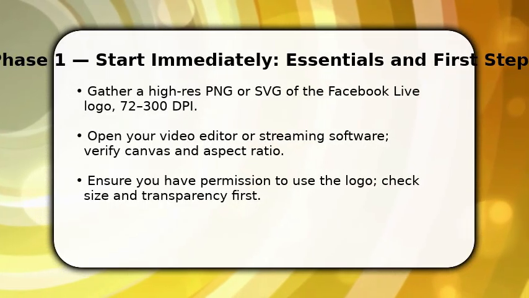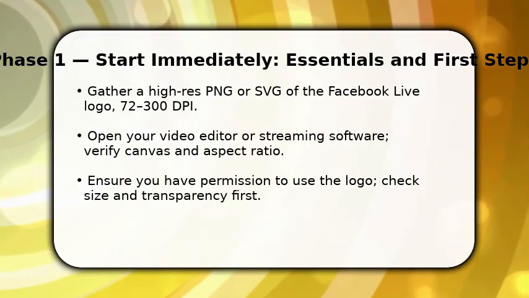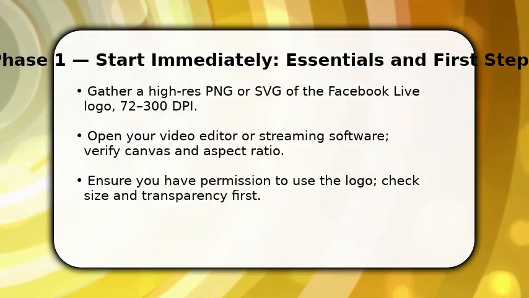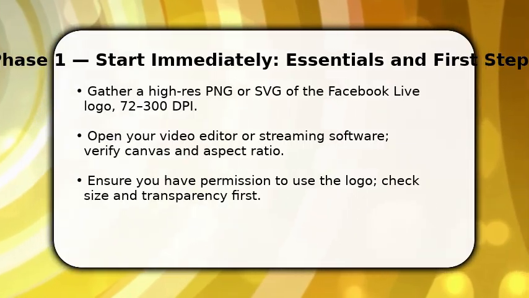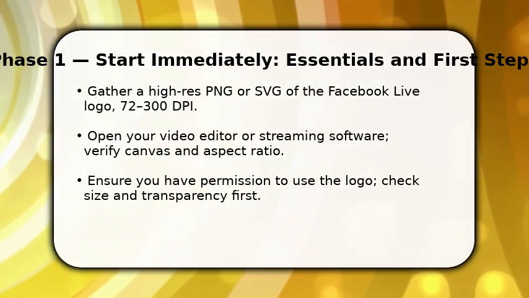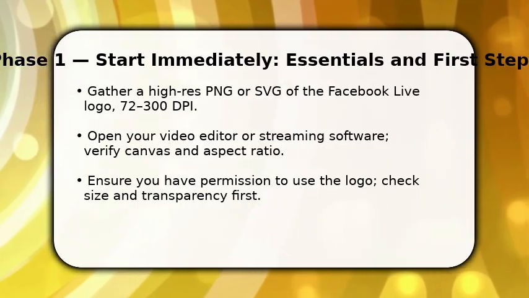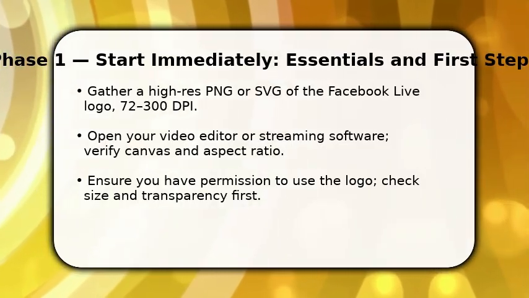You start by collecting the exact logo file and opening the app you will use. You need a transparent PNG or vector. This preserves edges when scaled. Once done, set your canvas to the stream aspect ratio, like 16:9, and import the logo into your project.